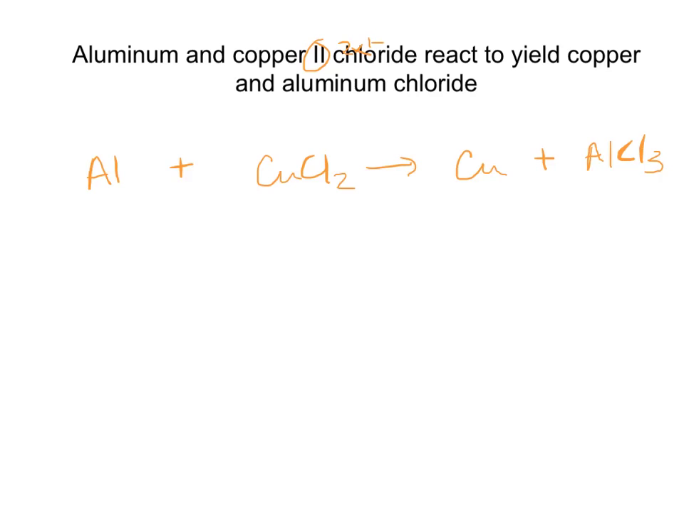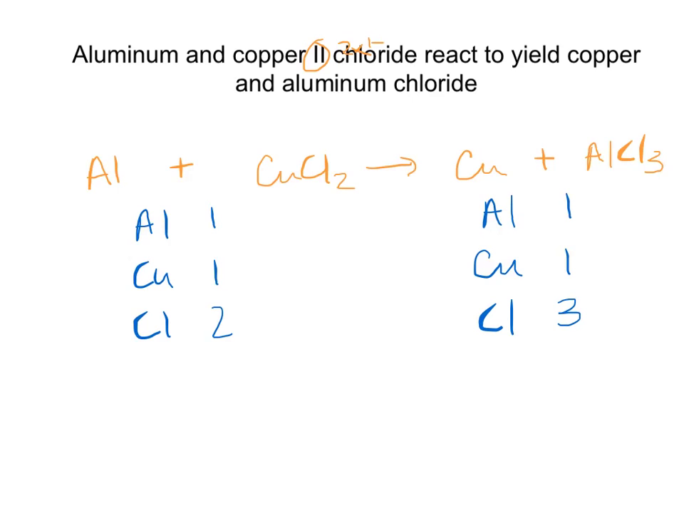So now that we have our skeleton equation written, we can add these in the bottom here just as a way to keep our number of atoms organized. I'm writing aluminum, copper, and chlorine for the reactant side, then in the same order on the product side, which helps keep me on track. On the reactant side, I have 1 aluminum, 1 copper, and 2 chloride ions. On the product side, I have 1 aluminum, 1 copper, and 3 chlorines.